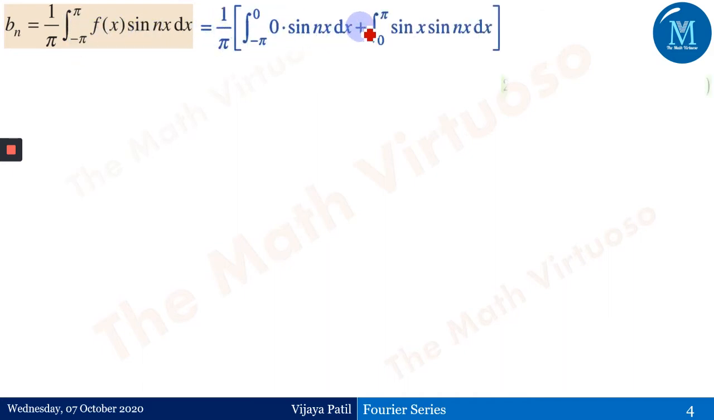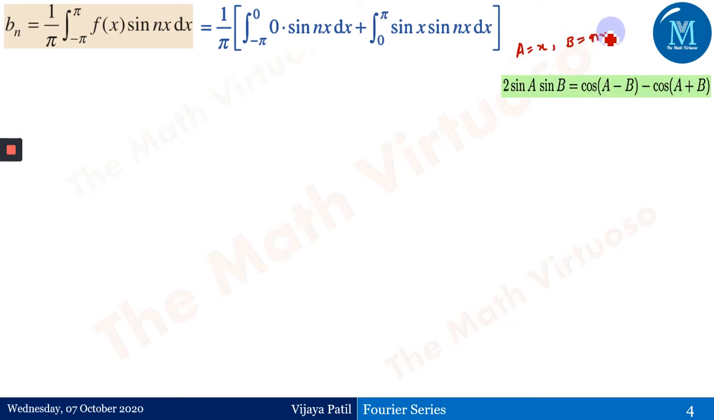Then again this is 0 here. The second term I need is sine a sine b. So 2 times sine a into sine b is equal to this. Here capital A is x, and capital B is nx, and therefore we are going to get cos of (n minus 1)x minus cos of (n plus 1)x dx, because that is the formula.